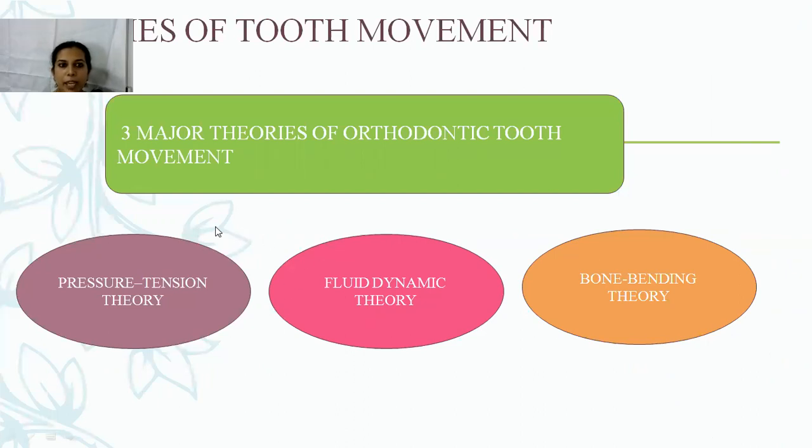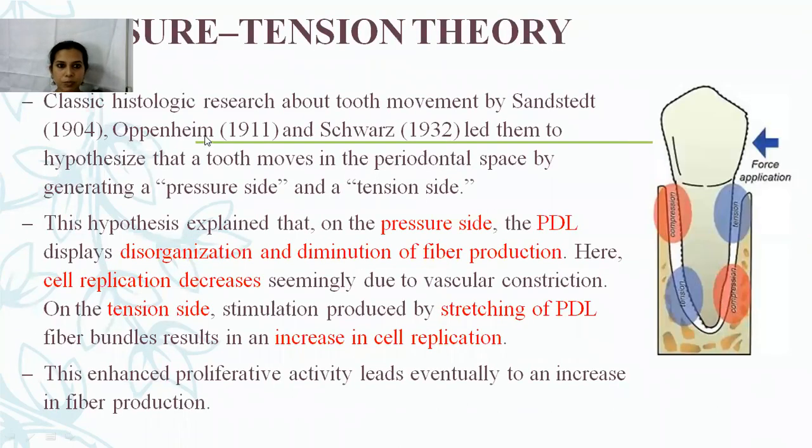So what are the three main theories for tooth movement? So far we have learned about the cells responsible for bone remodeling: osteoblasts, osteoclasts, osteocytes, osteoprogenitor cells, and bone lining cells. Next, what are the theories put forward for tooth movement? Those are the pressure tension theory, fluid dynamic theory, and bone bending theory. First we will see the pressure tension theory.